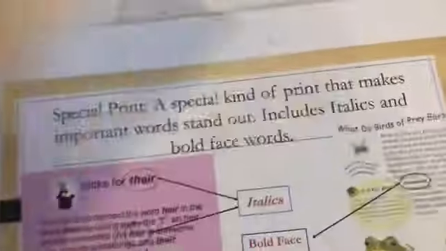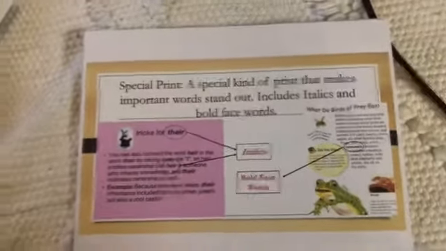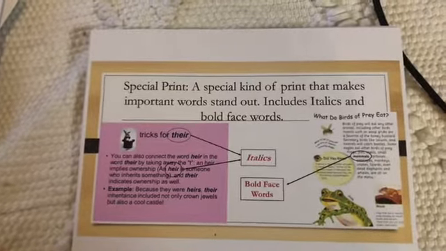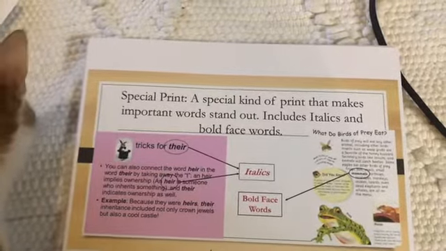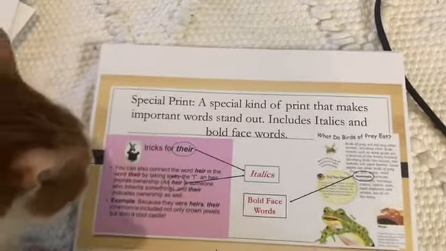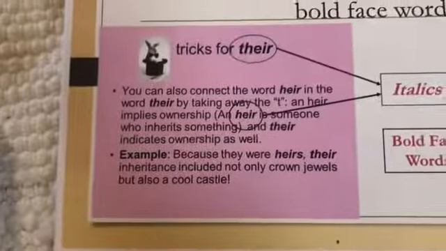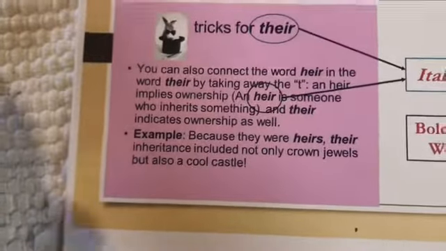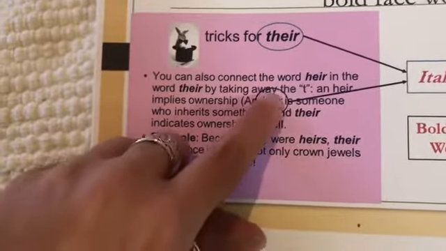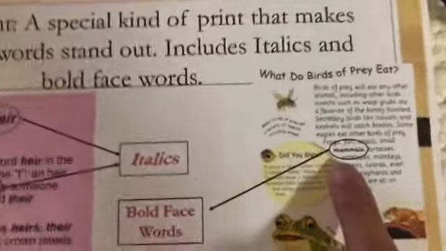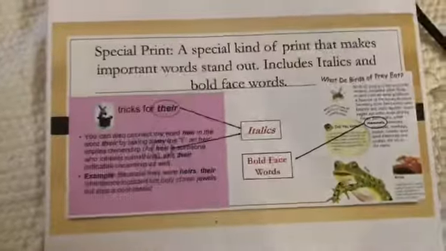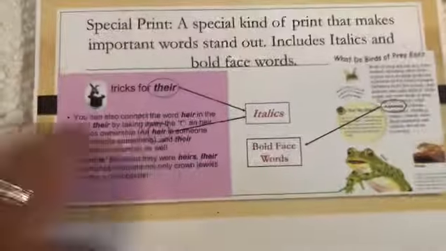Another text feature that you may have learned about is special print. There are a couple different kinds of special print. Special print is a special kind of print that makes important words stand out. It includes italics and bold-faced words. So if you take a look here, do you see how these words are just a tiny bit slanted? That's what italics means, a tiny bit slanted. And then there's also bold-faced words, where some words are darker than others. The one that's not listed on this slide is highlighted. Sometimes an author will highlight important words.